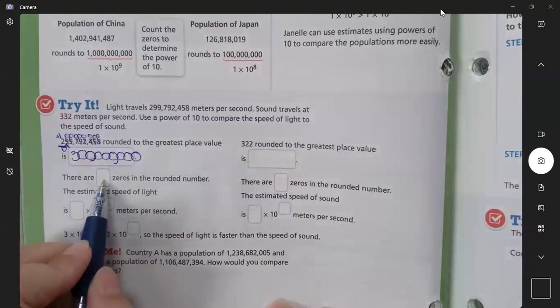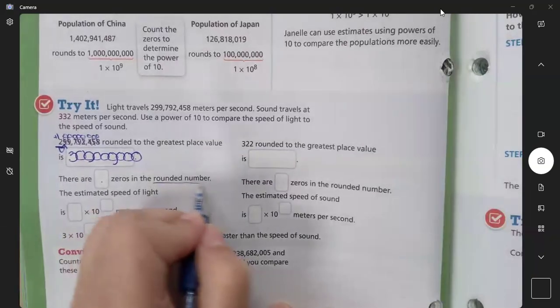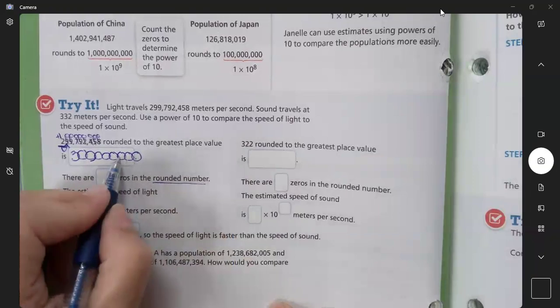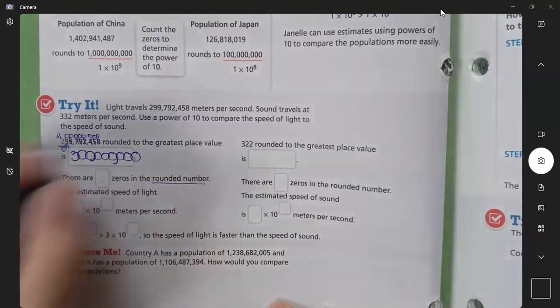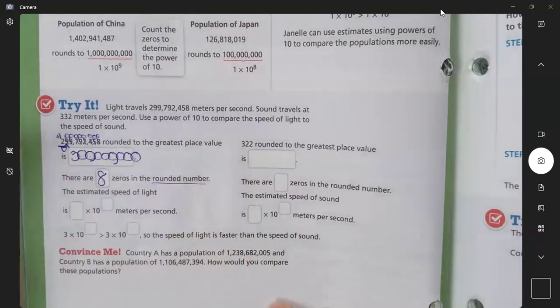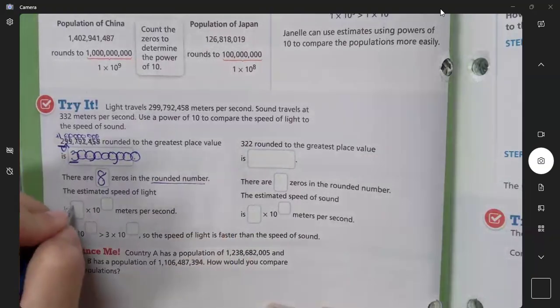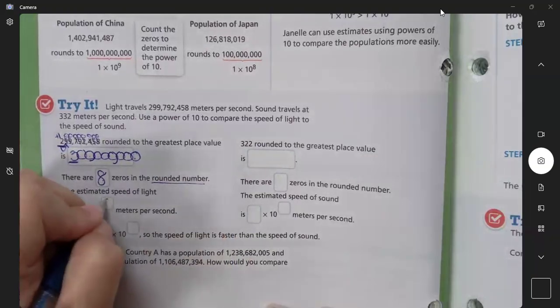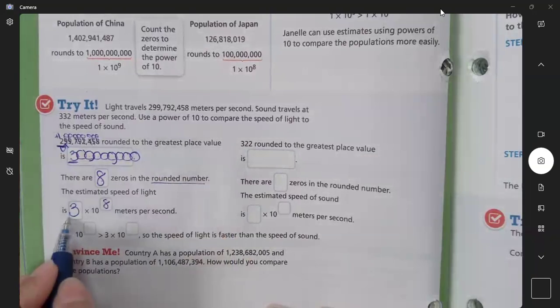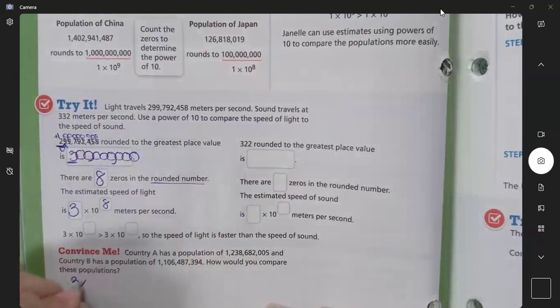How many zeros do we have in the rounded number? 1, 2, 3, 4, 5, 6, 7, 8. So we have 8 zeros. That is going to become our exponent. So we're going to keep the 3 and we're going to put the 8 as our exponent. And this is how you write the number in scientific notation, 3 times 10 to the 8.